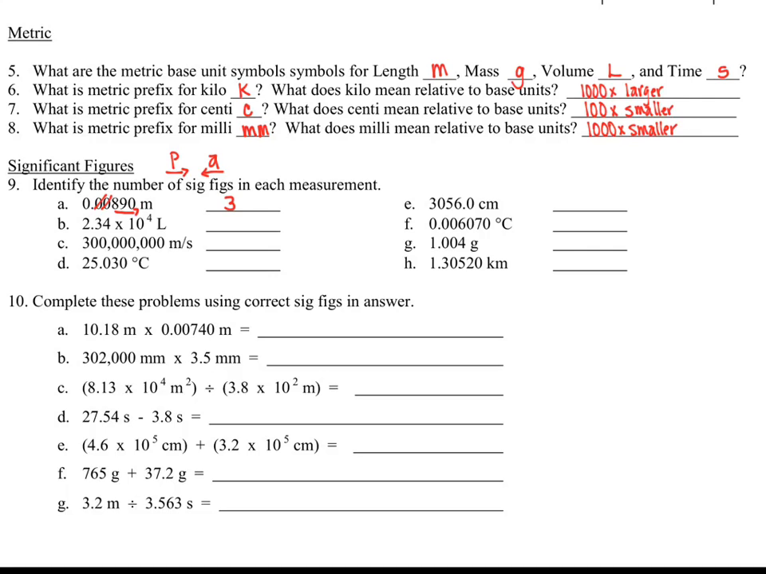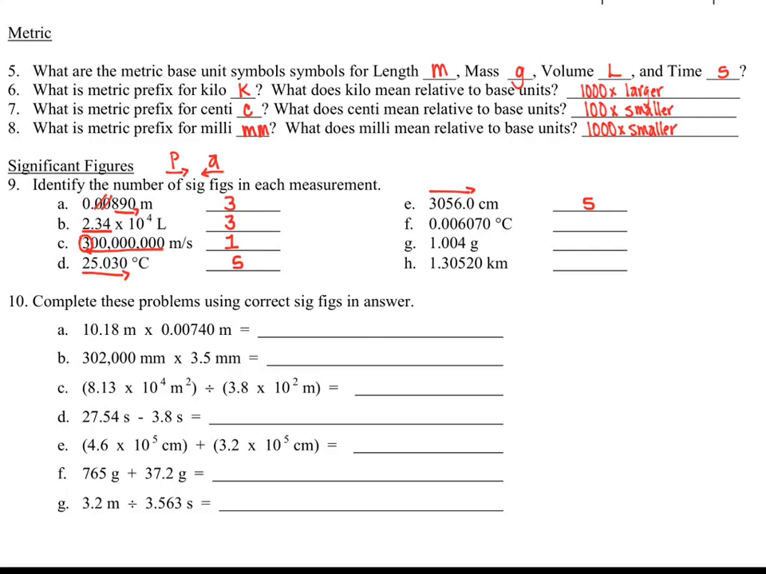For B, we do have a decimal point present. Our first non-zero number is 2, so we count that. 2.34, that's 3. For C, our decimal point is absent, so in this case we go from right to left. Our first non-zero number is 3, so we only have 1 significant figure. For D, our decimal point is present, so we go from left to right, and in this case we have 5 significant figures. For E, our decimal point is present, so we go from left to right, and we have 5 significant figures.